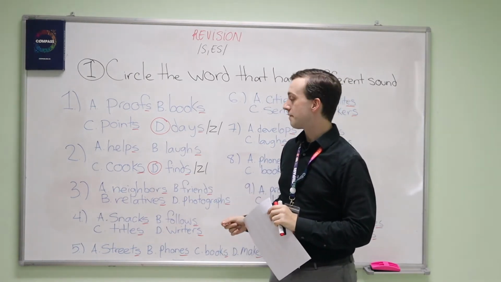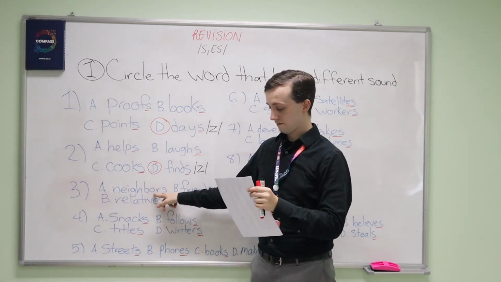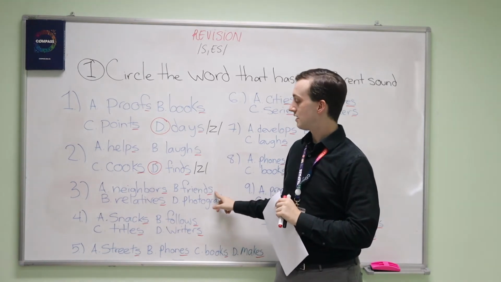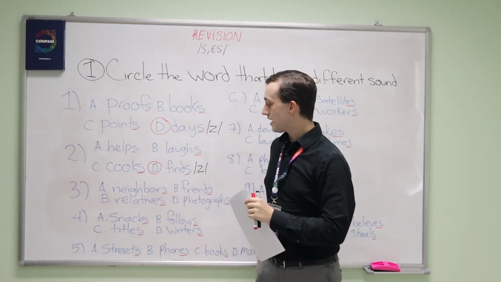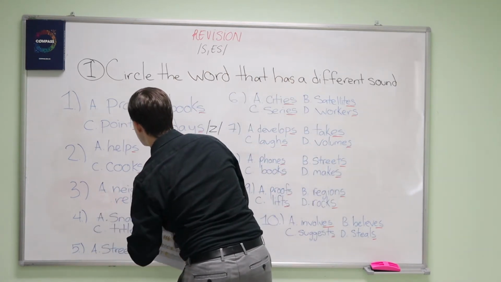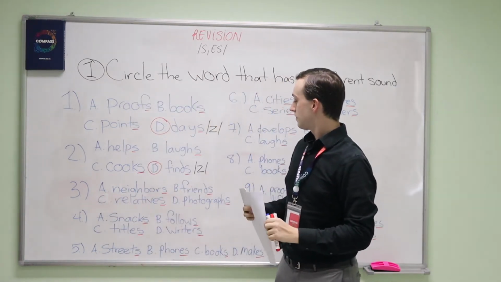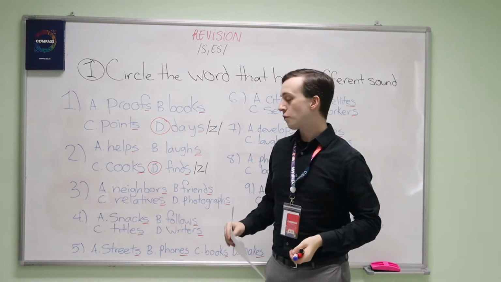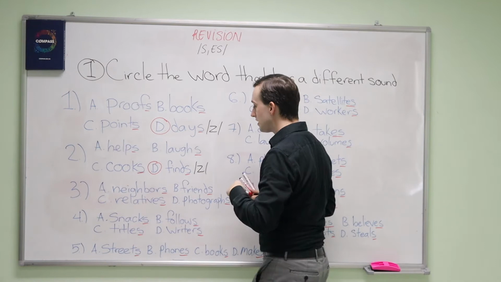Okay, number 3. A is neighbors. B, friends. And C, it's relatives. And D is photographs. So the different word is D, photographs. Circle D.